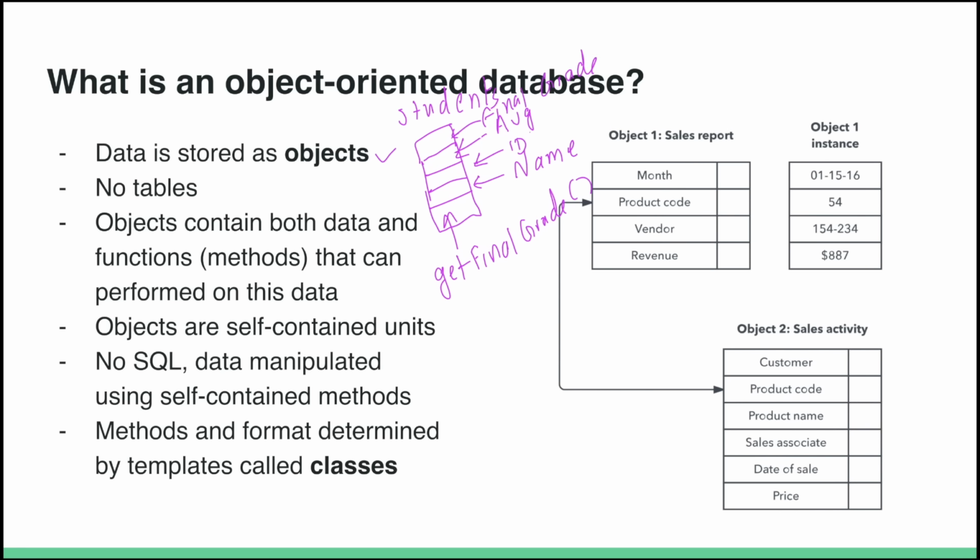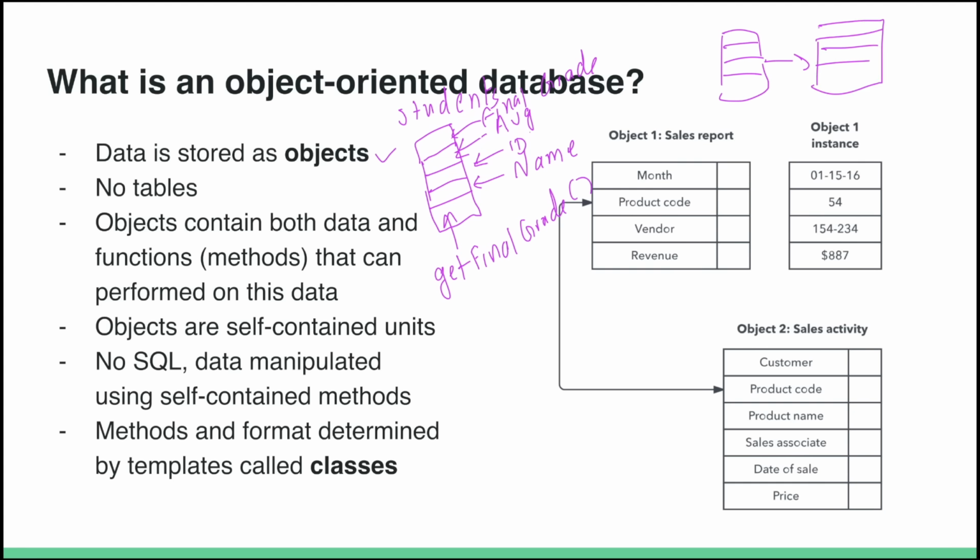The point is that we're going to have data and functionality combined into one package. So basically, if we're storing students, we're going to have a bunch of different objects stored in memory or stored in our hard drive. Each one of those would correspond to a specific student. And those could also be related to other types of objects. So for example, we could have a student object related to a classroom object, and so forth.